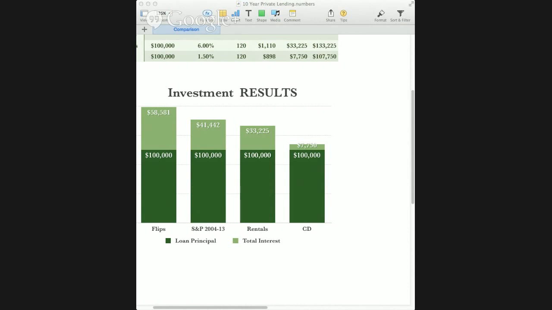All right, let me go back to our whiteboard and take a look at our list, and we'll talk about different ways that you can find these private lenders.